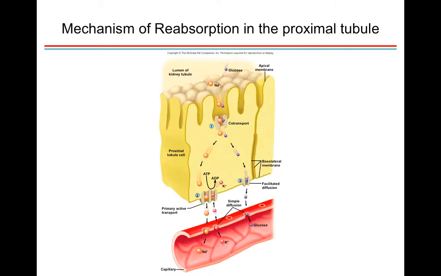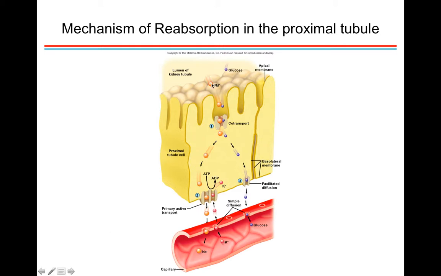So I'd like to begin at the same place that we left off, which is talking about reabsorption in the proximal tubule. And in the proximal tubule, we had been talking about how glucose can be picked up at the end of the proximal tubule and sent back to the capillaries. And I would like to show you the molecular mechanism for that.